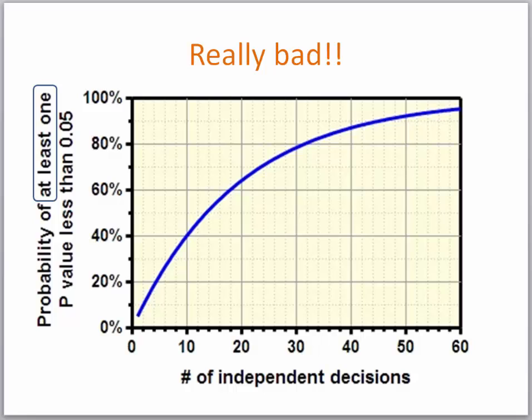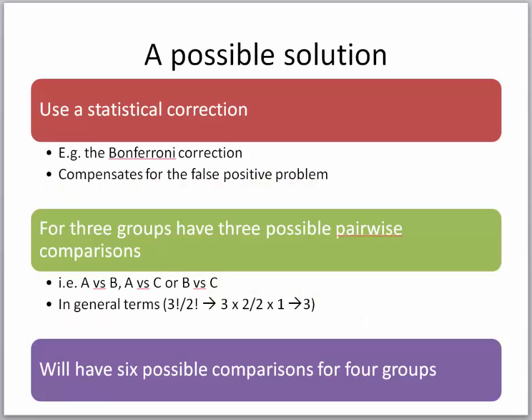And if we plot the number of decisions versus the probability of finding one of them being significant, you can see that as you increase the number, you're pretty much guaranteeing finding something when there's nothing. Okay? Which is why we don't want to do this. So one solution is to use a statistical compensation called the Bonferroni correction.